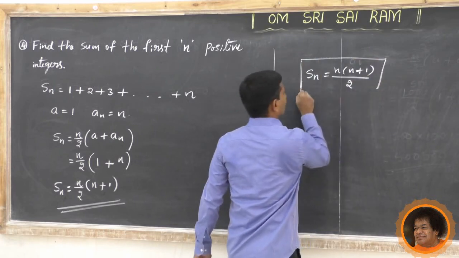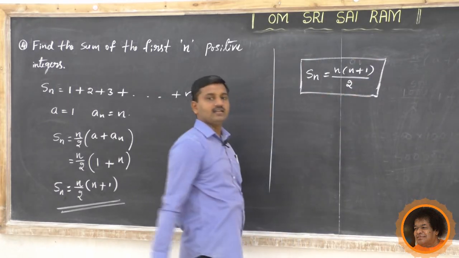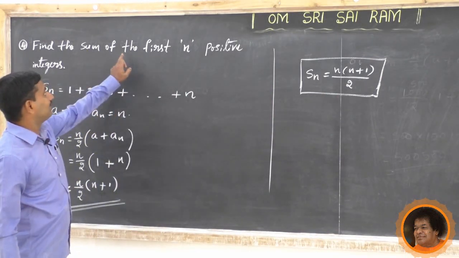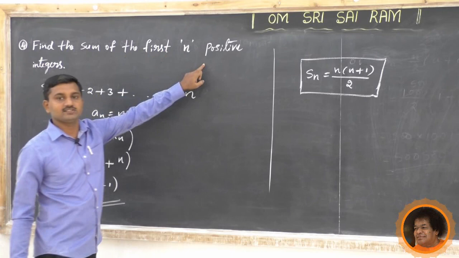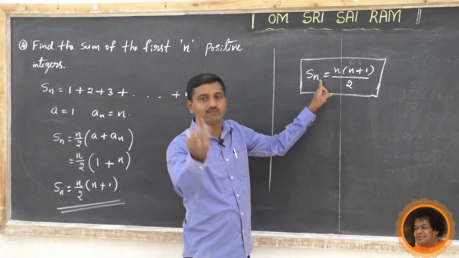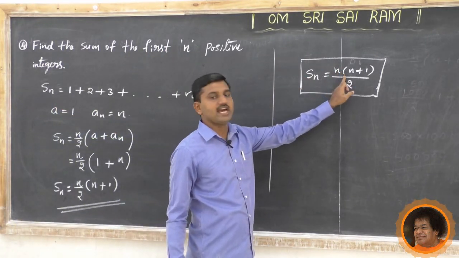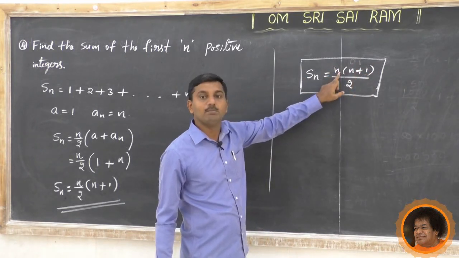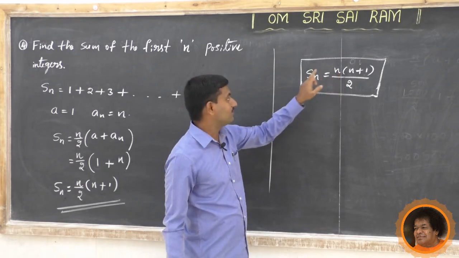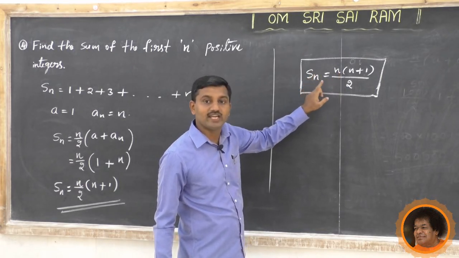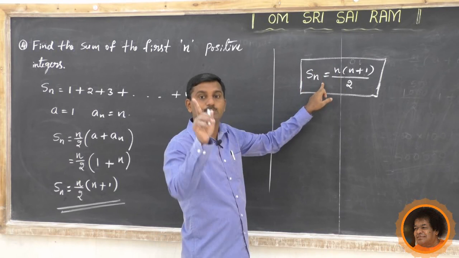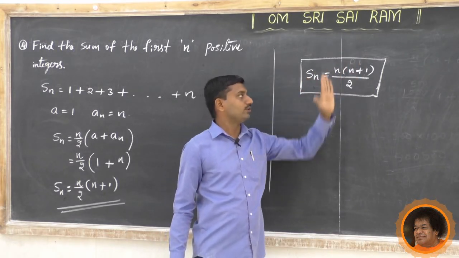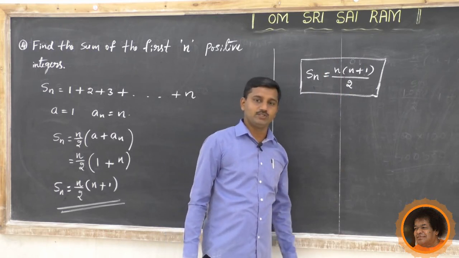So this is the formula to find the sum of n positive integers. Using this formula we can find the sum of the first n positive integers. Sn is equal to n into n plus 1 divided by 2. Here n is the number of terms, Sn is the sum of n terms, the sum of the first n positive integers.